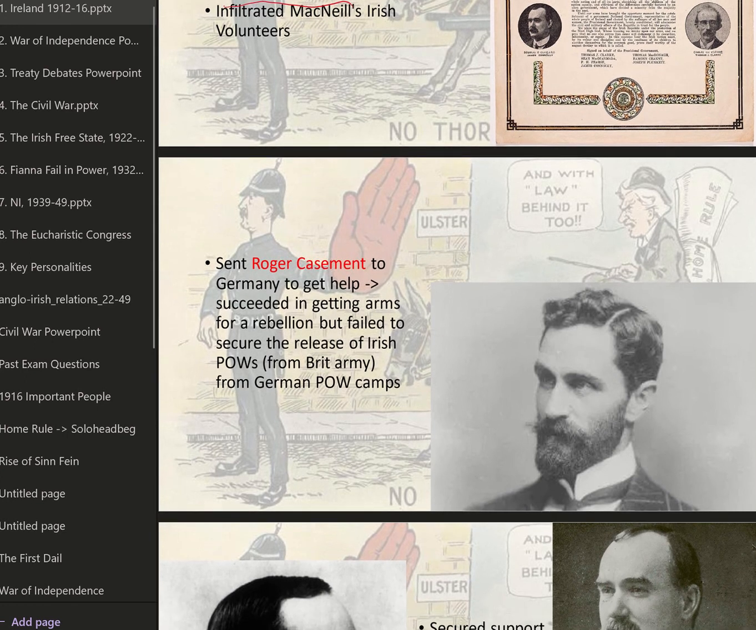They felt like Germany was the best way to get guns, because Germany was fighting Britain. Germany would do anything they could to undermine Britain at this time. So Roger Casement, a leading Republican from Antrim at the time, he was sent to Germany to get help. And he did succeed. He got quite a number of arms for a rebellion. But he ended up being captured. We'll see a little bit later. He wasn't in Ireland for most of the war, but he played a big role in trying to get guns into the country.